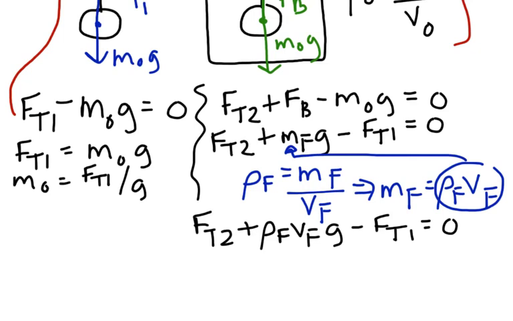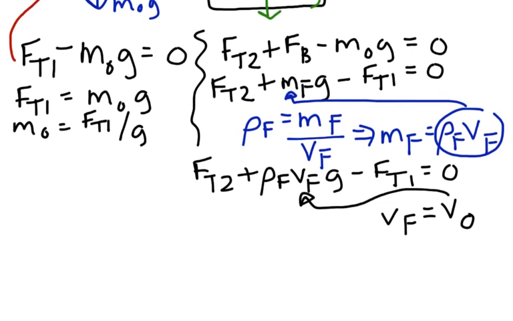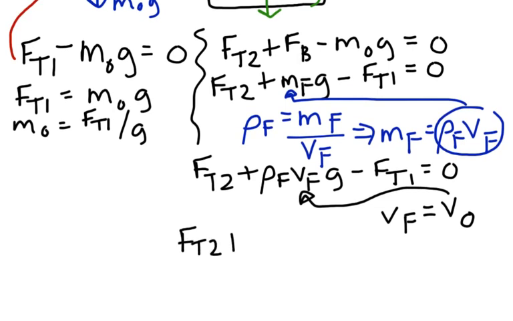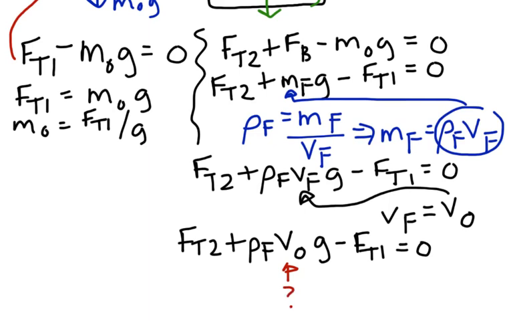Lastly, we also need to realize that if an object is fully submerged, the volume of the fluid displaced is equal to the volume of the object itself. So we're going to substitute in the volume of the object for the volume of the fluid displaced. Rewriting this again, I get the force of tension of the second case plus the density of water multiplied by the volume of the object times g, minus the force of tension in the first case. Looking at this equation, we only have one unknown, and that is the volume of the object. So we're going to rearrange this formula for the volume of the object, and here it is.